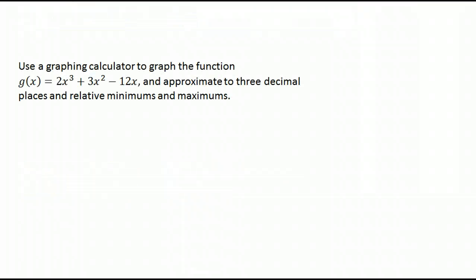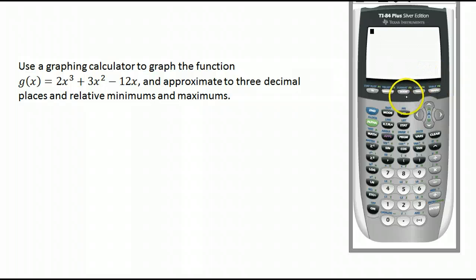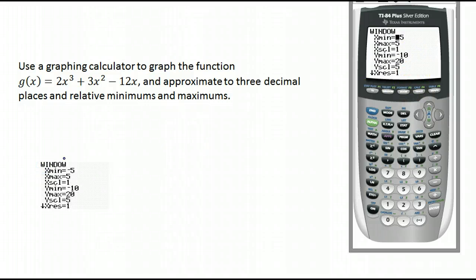Fortunately, graphing calculators are very useful tools for finding maximums and minimums. So I've put the function into y equals here, 2x cubed plus 3x squared minus 12x. Let me show you my window real quick. So x is going from negative 5 to 5, y is going from negative 10 to 20, and there's our graph. It looks like the relative maximum is right there, and the relative minimum is right there.